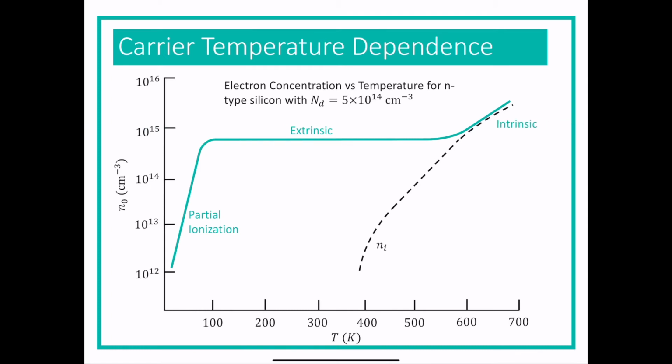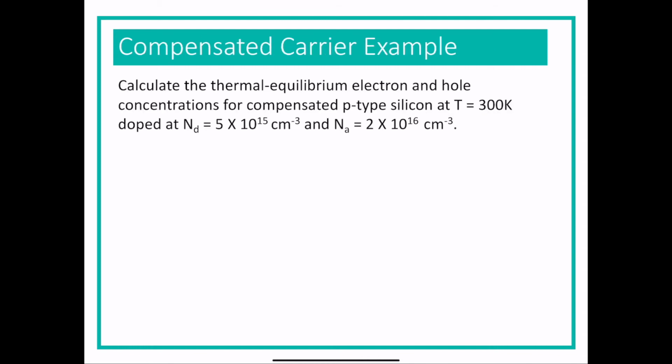So that changes radically the electrical characteristics of the semiconductor. So that's one of the reasons we have problems when they get too hot. Now, 700K or even 600 is really, really hot, but that can certainly happen depending on what application you're using. So I'm going to do an example with compensated carriers because sometimes these are a little bit confusing.